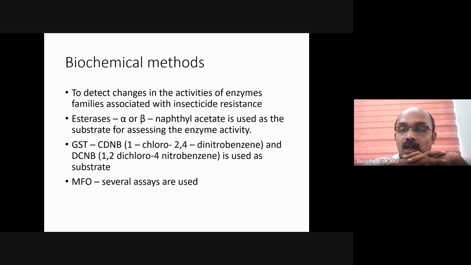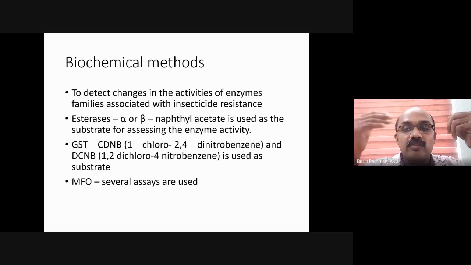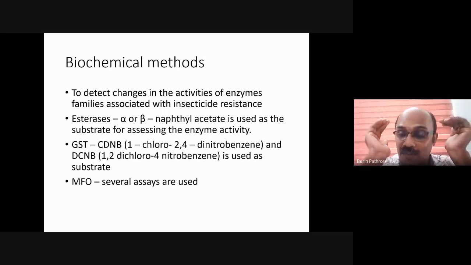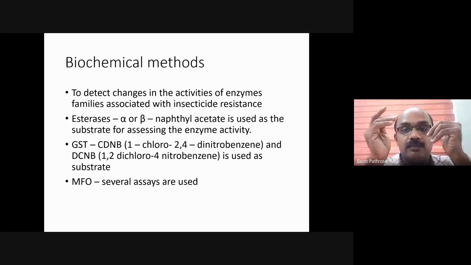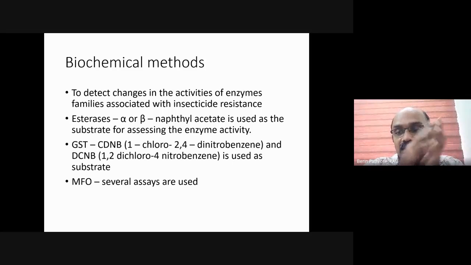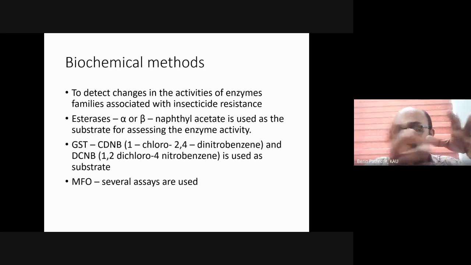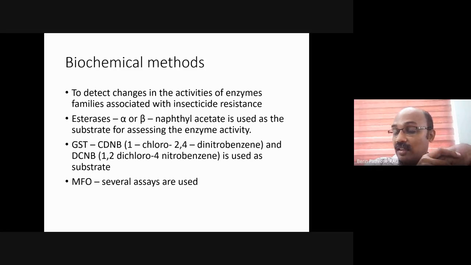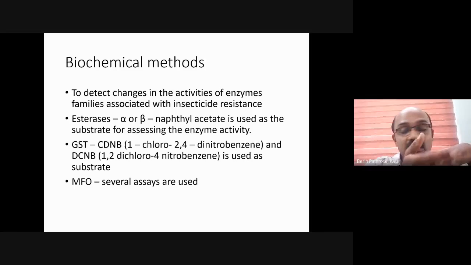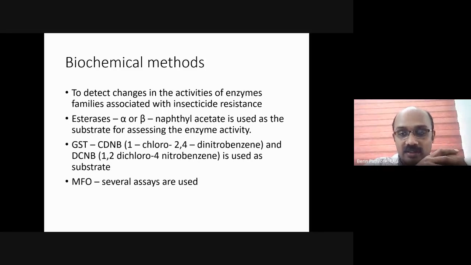So what we have studied at that time was that in the resistant insects, the level of these enzymes will be greater than in the susceptible ones. So if we can measure the level of enzyme in the resistant insect and the susceptible insect, we can compare these two. If the resistant insects are having a higher level of, say, esterase enzyme, we can say that the resistance is due to higher production of esterases.